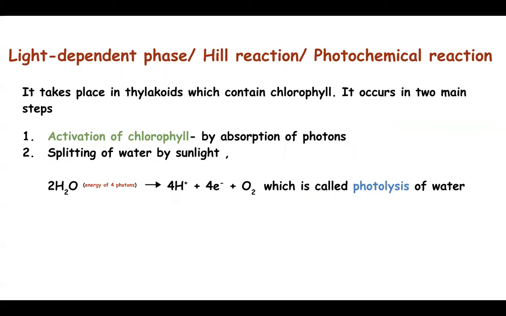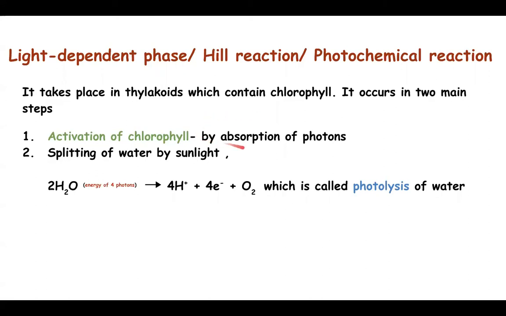First, we will be studying the light dependent phase, the Hill reaction or the photochemical reaction. This takes place, number 1, in the thylakoids, and this requires chlorophyll. So chlorophyll is present in thylakoids. So it occurs in 2 steps. Number 1 is the activation of chlorophyll.